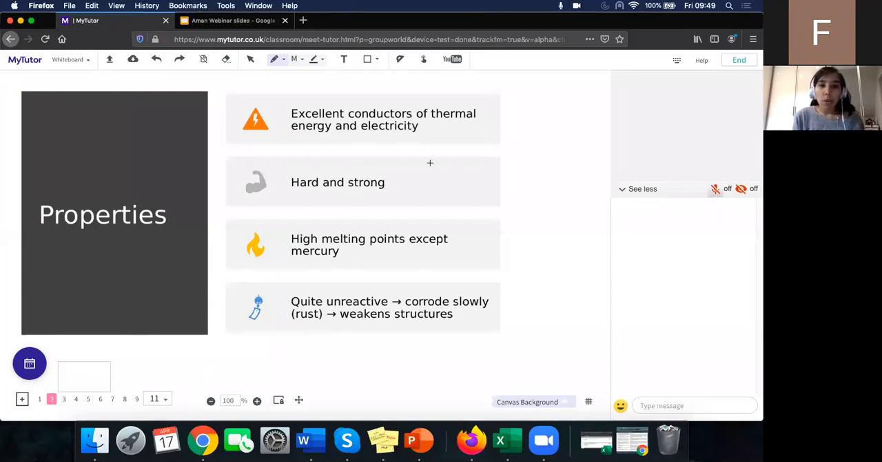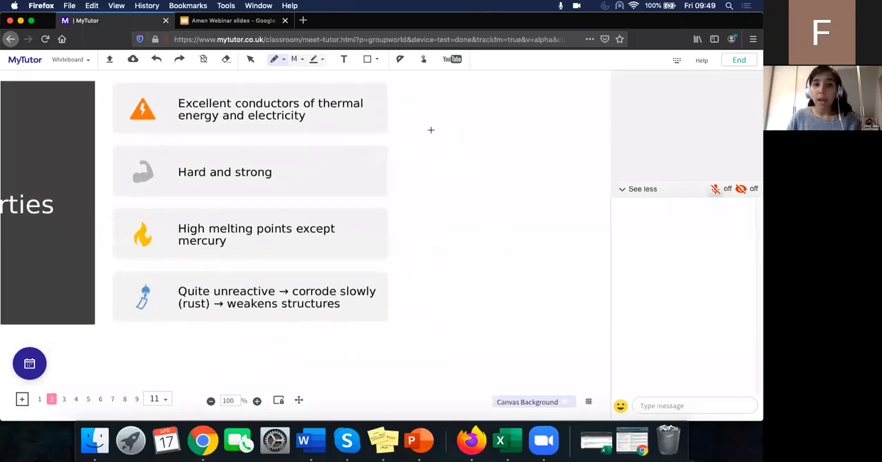So let's have a look at these properties. So first of all, they are excellent conductors of thermal energy and electricity. And the reason for this is basically because they form normal metallic structures. So you'll remember last week we went through giant metallic structures, and that's what metals form when they bond together. And all the transition metals are giant metallic structures, so they will have all the properties that you would expect of a metal. Remember, the alkali metals don't have those usual properties.